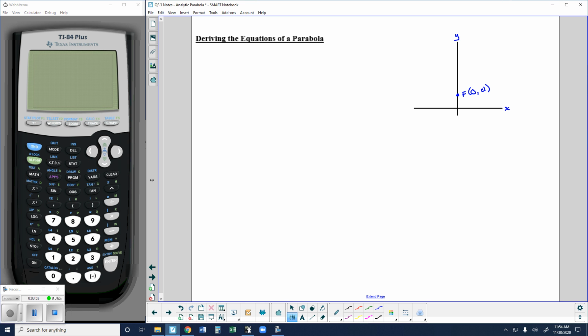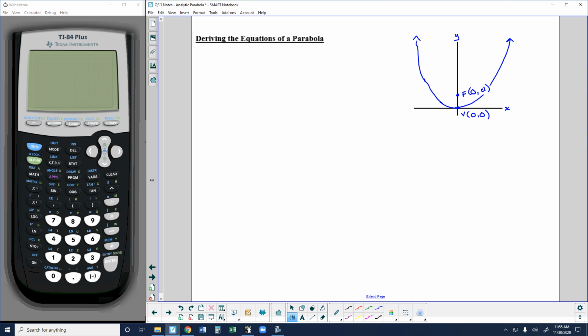Now there's going to be some type of parabola here, and it's going to go around this focus. It's going to be a rough sketch. It's not going to be perfect. But let's let this parabola start at the origin. So it's going to have a vertex of (0, 0).